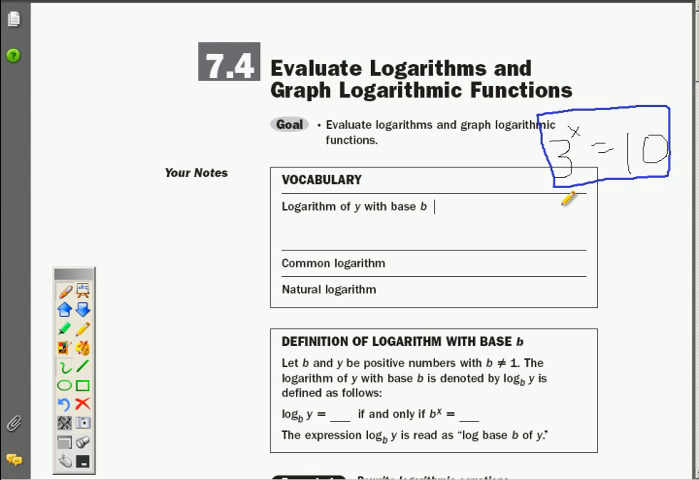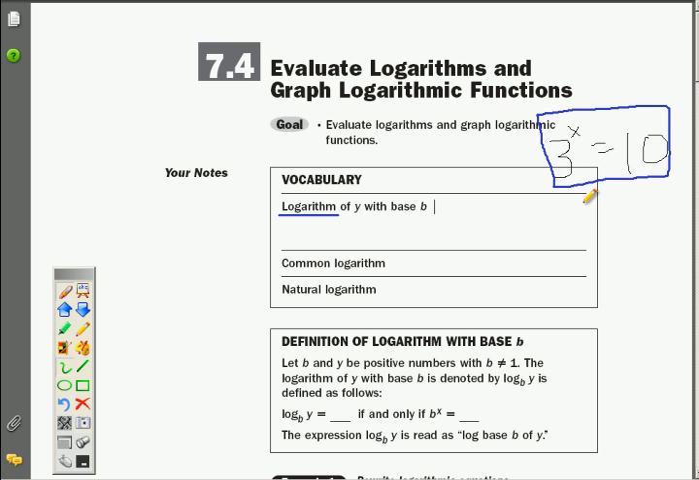Now, some of you might say, well, I would just graph 3 to the x and I would graph 10 and I would see where they would cross, and that's good. But you know, long before graphing calculators, they came up with logarithms. And so we're going to use logarithms to teach us how to solve that type of a problem, 3 to the x equals 10. And by the end of this, I hope you're ready for that.